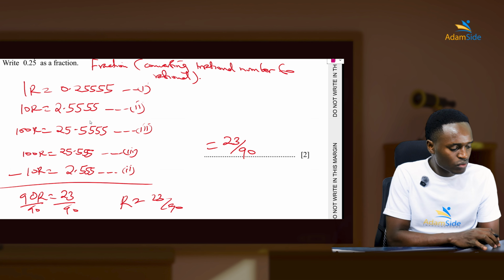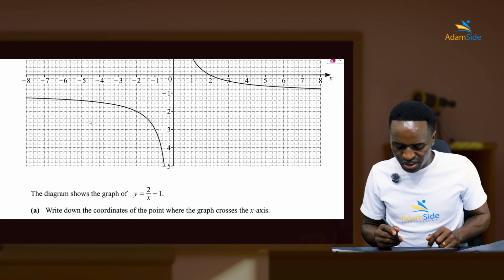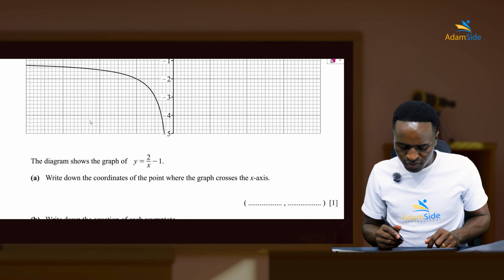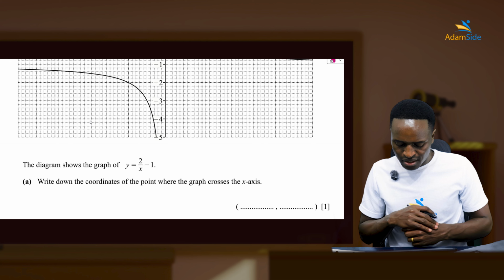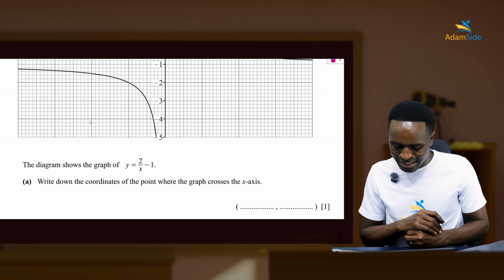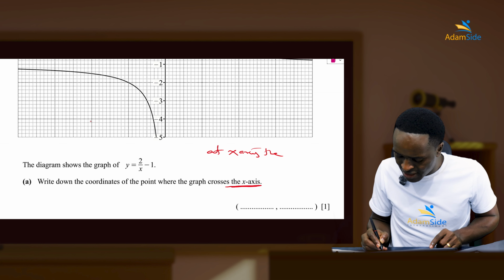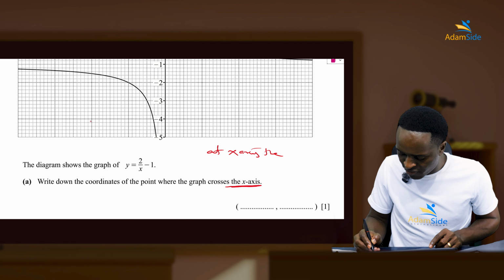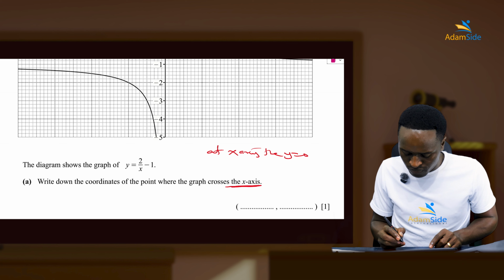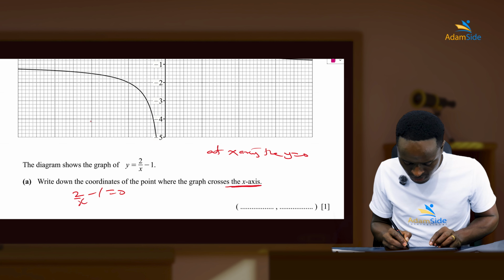Correct. Next question, question number 15. It is an exponential question. The diagram shows the graph of y equals 2 over x minus 1. Write down the coordinates of the point where the graph crosses the x-axis. At the x-intercept, the value of y is 0. So 2 over x minus 1 is equal to 0, and if you do that, 2 over x is equal to 1.